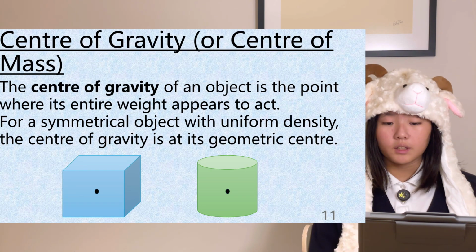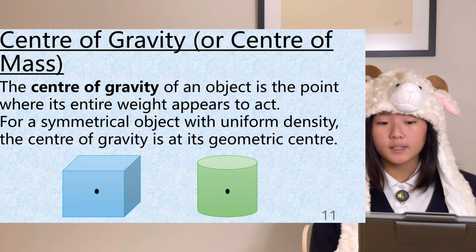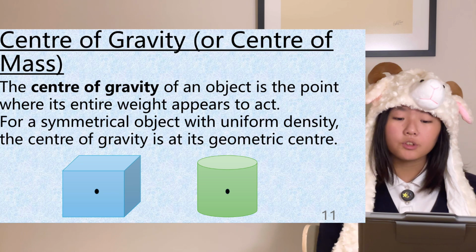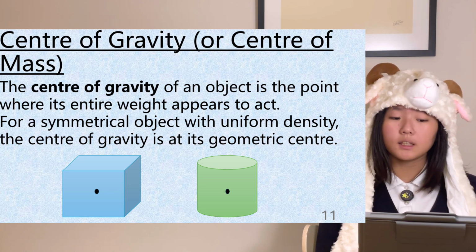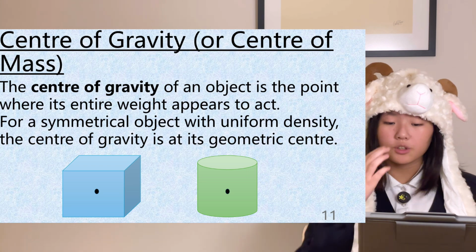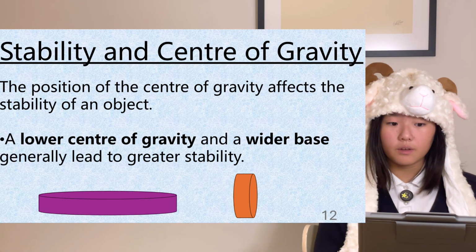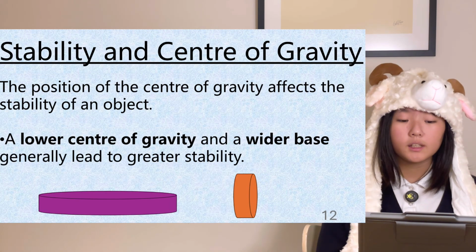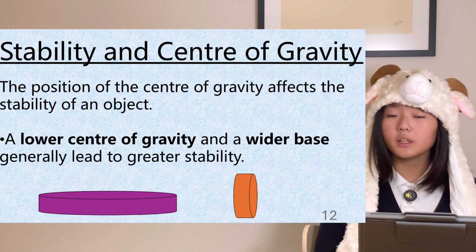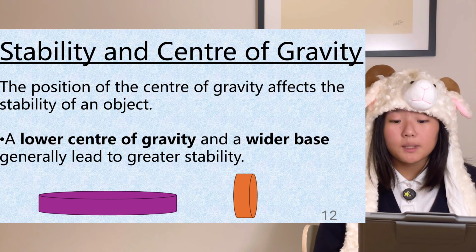The center of gravity of an object is the point where its entire weight appears to act. For a symmetrical object with uniform density, the center of gravity is at its geometric center. The position of the center of gravity affects the stability of an object. A lower center of gravity and a wider base generally lead to greater stability.